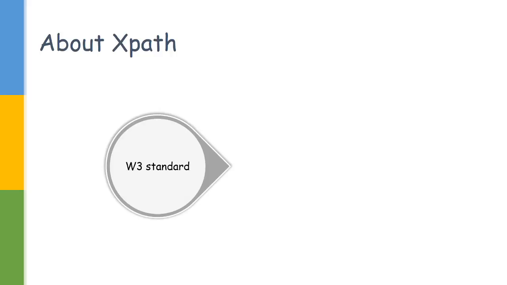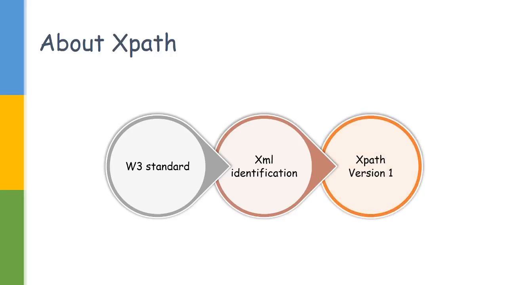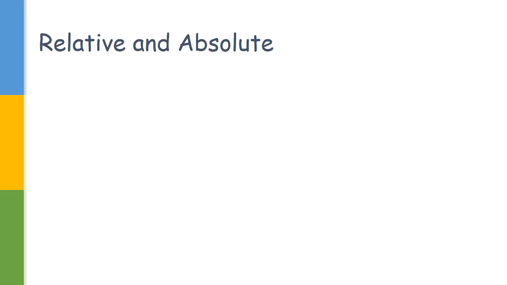So actually XPath is a W3 standard and it's used to identify and navigate through XML. But version 1 is also supported in Selenium. So if some other functions don't work when you try them out, it's because only the version 1 functions of XPath are supported with Selenium.